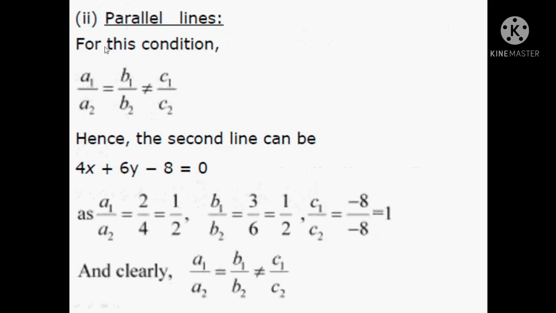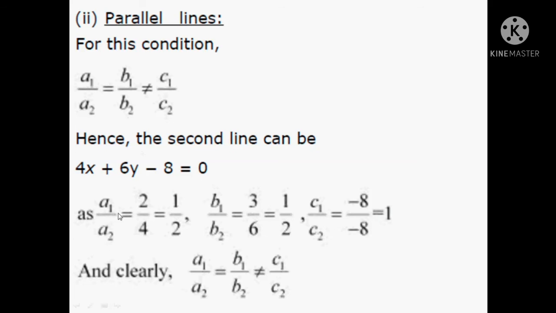Now, let us do the second case. We have to check a parallel line. So, for parallel lines, we know the condition is that a1 by a2 is equal to b1 by b2 and they are not equal to c1 by c2. Therefore, let us take this as the second linear equation, 4x plus 6y minus 8.